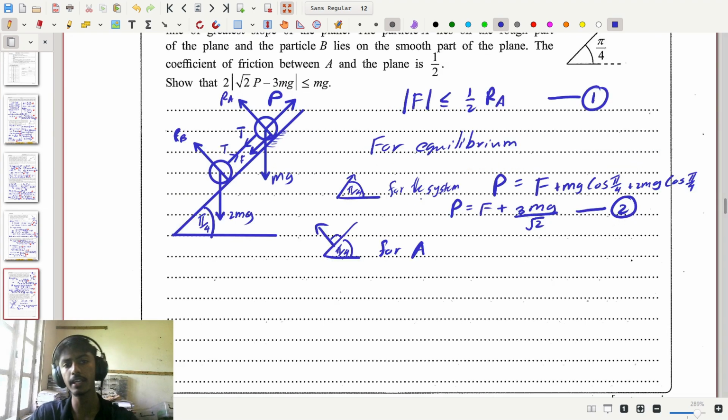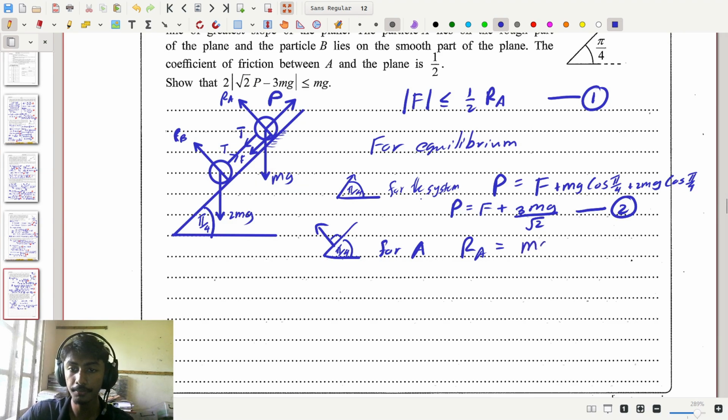If I apply it for A, in the upward direction I have only the RA force, but in the downward direction I have the component of mg in this direction. Since the other component was mg cosine pi by 4, this component must be mg sine pi by 4 rather. So what I need here is mg sine pi by 4 in the downward direction. Therefore, in the upward direction I have RA equals, in the opposite direction, the downward direction, mg sine pi by 4.